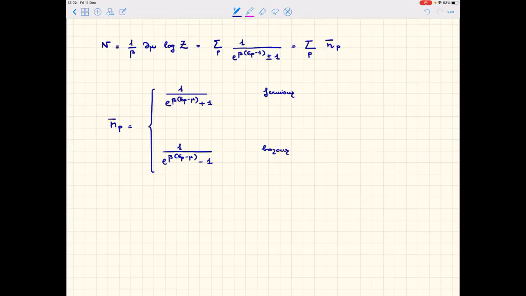So the one above is known as the Fermi-Dirac distribution, and the one below is known as the Bose-Einstein distribution. Okay.